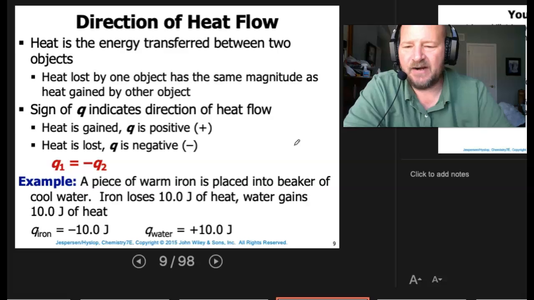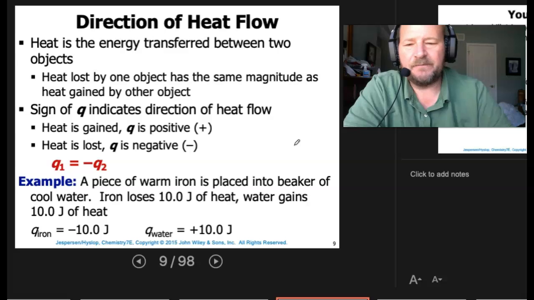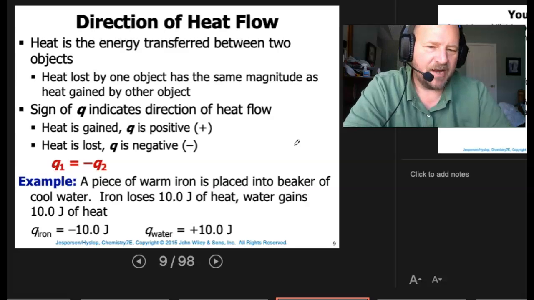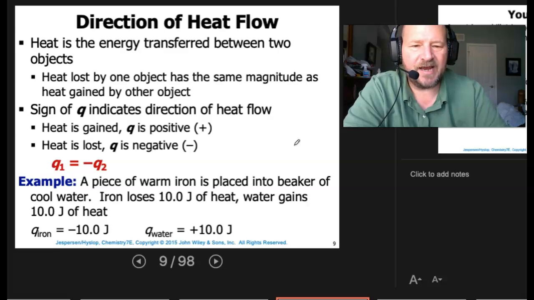So Q for the iron would then be negative 10, and Q for the water would be equal to positive 10. If you've ever taken an accounting class, this is very much the same idea, right? If money goes from one account to another account, it's got to be a complete transfer, and you show that. This one is the one that gave the money. This is the one that took the money.